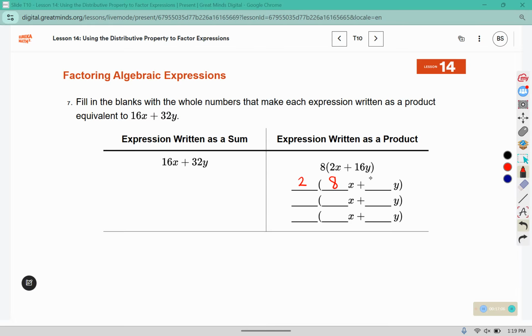And 2 times 16 gives us 32. This one up here has a typo. 8 times 2 is 16, but 8 times 4 is 32. 4 can also go into both of those. 16 is 4 times 4, and 32 is 4 times 8. And 16 can go into both of those. 16 is 16 times 1, and 32 is 16 times 2.